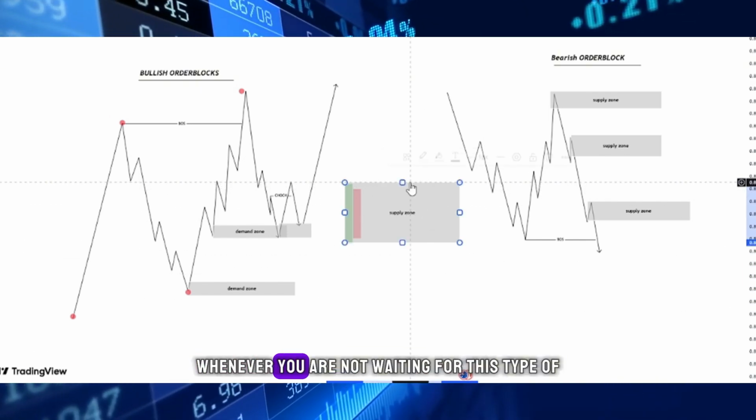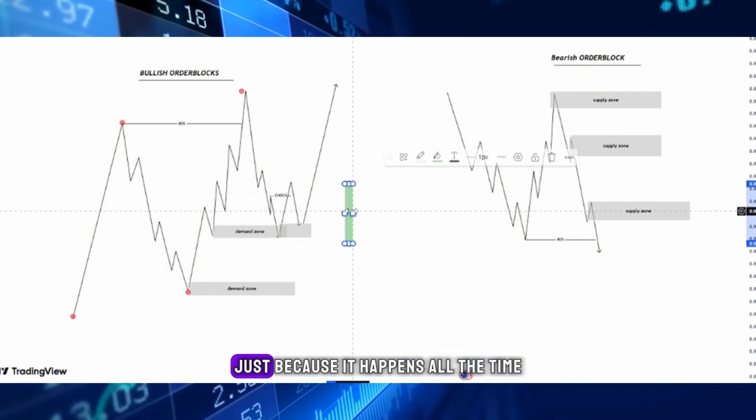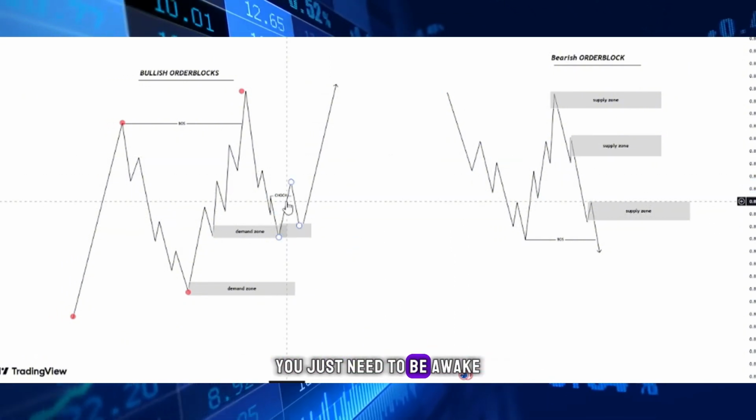Whenever you are not waiting for this type of formation to happen, guys, let me show you what will happen, just because it happens all the time. You just need to be awake.